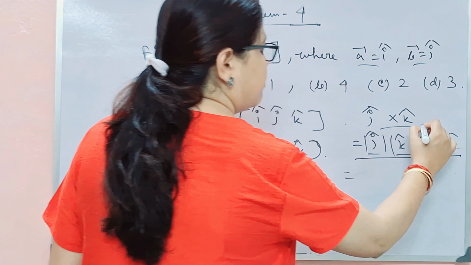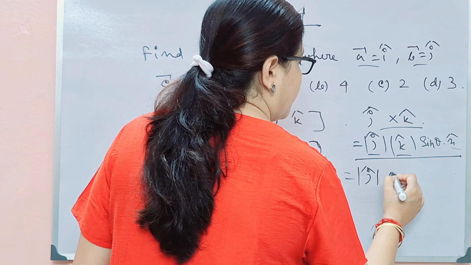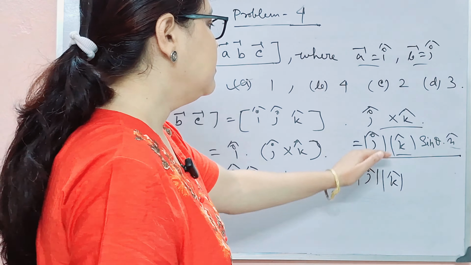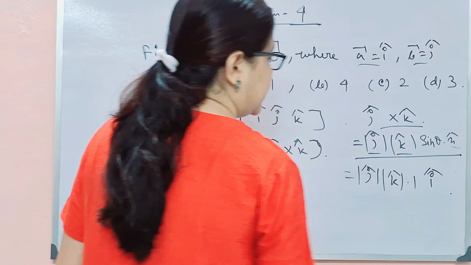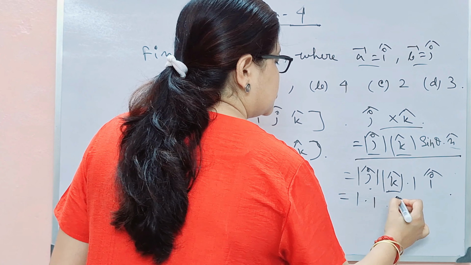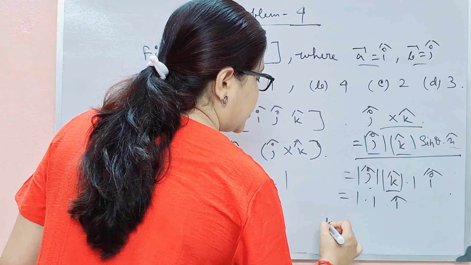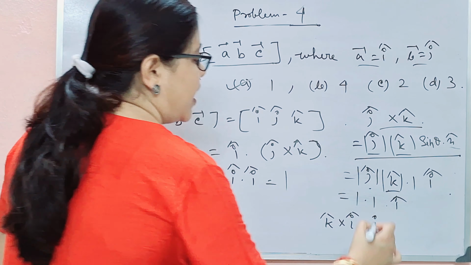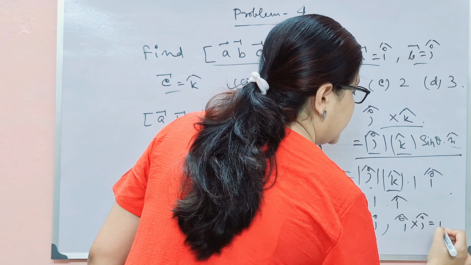This is the definition of the vector product. Mod j is 1, mod k is 1, and sin theta is sine of 90 degrees, because the angle between j and k is 90 degrees, so that is 1, and the direction is i. So the vector product of j and k is i. Similarly, the vector product of k and i will be j. Similarly, the vector product of i and j will be k.